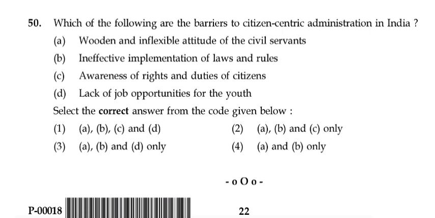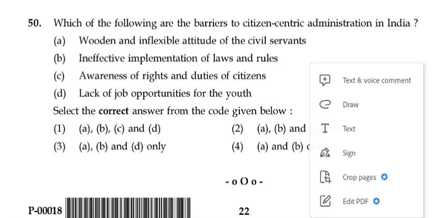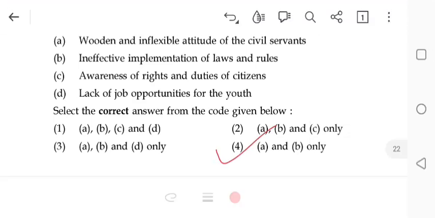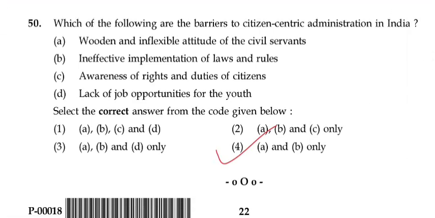Which of the following are the barriers to citizen-centric administration in India? Wooden and inflexible attitude of the civil servants, ineffective implementation of laws and rules, awareness of rights and duties of citizens, lack of job opportunities for the youth. ABCD, ABC, ABD, A and B. So number 4 will be correct, A and B. Wooden and inflexible attitude of the civil servants, that is true. Then B, ineffective implementation of laws and rules, is also correct.